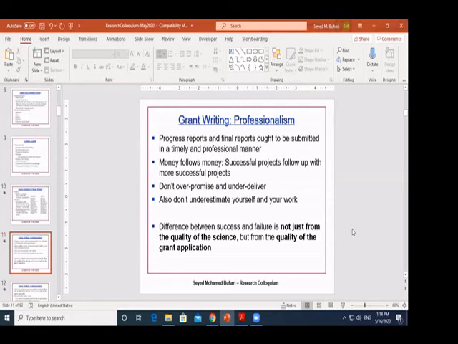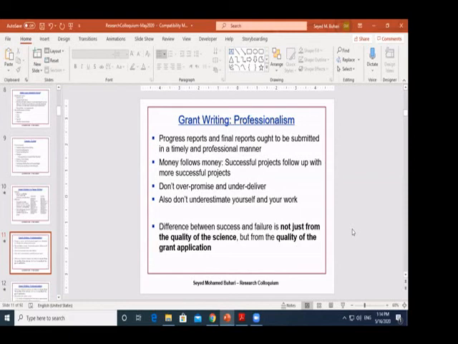Remember, in grants, there are some things which are important. There are deadlines. You have to submit progress reports, 3 months report, 6 months report, yearly report, depending on the funding authority. Okay, you have to follow them in a professional way, in a timely way. You should be proper in time. And then remember, money follows money here in the case of grants. If you get a successful project, the probability that you get your next proposal successful is high.